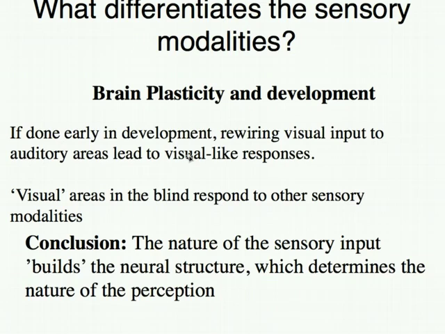And so the conclusion here is it's really that the sensory input builds the neural structure, and that determines the nature of the perception. The reason why the modalities are different from one another is not because of the conducting nerve, and it's not because of that portion of the brain per se. It's because the type of input that leads to a certain activation over time ends up structuring the brain differently. And we will see some more specific examples of this as we go along.